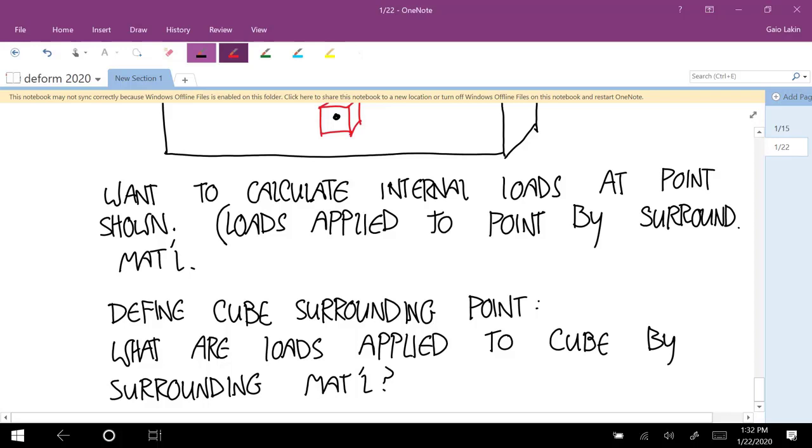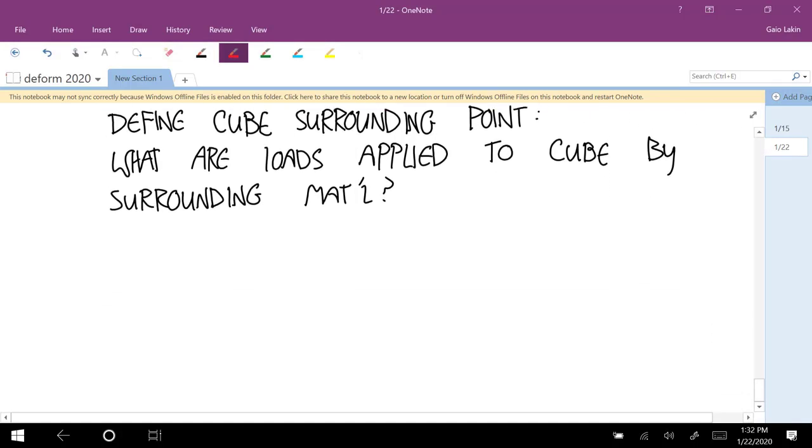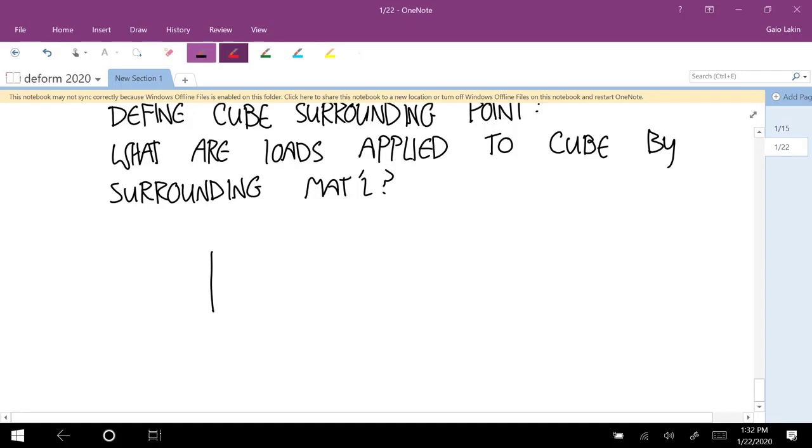Okay, well, thinking about it like statics. So here's the cube, and that cube is surrounded by material that's connected to it.